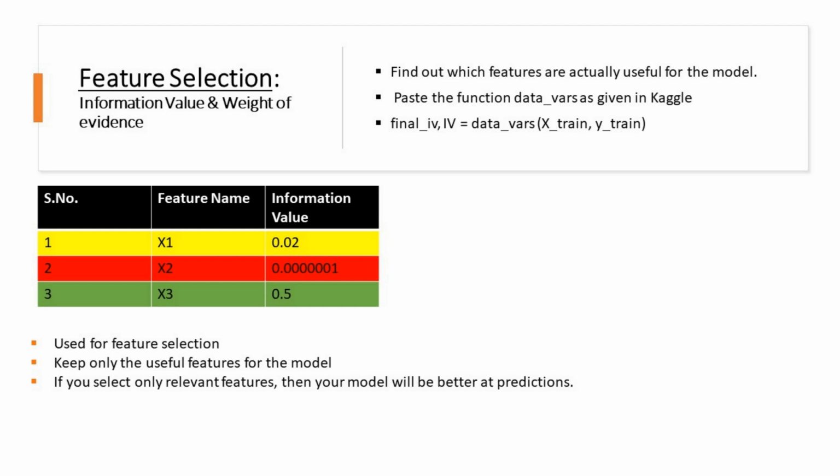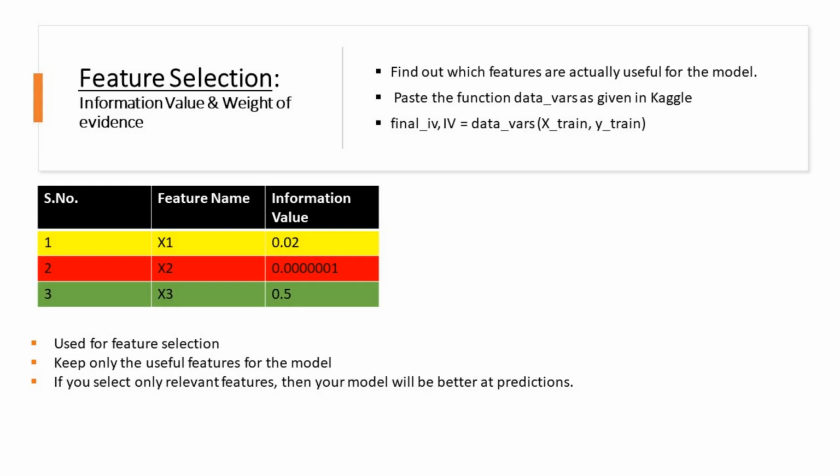Now you can see in the feature name and information value, the first feature has an information value of 0.02, which is okayish. The third feature has a 0.5 information value, which is very good. And this second feature has a very, very low information value, which is very bad. There is no set rule, but usually any feature which is below 0.02 information value should be discarded as a common practice. But it's not written in stone. You can decide it for yourself.